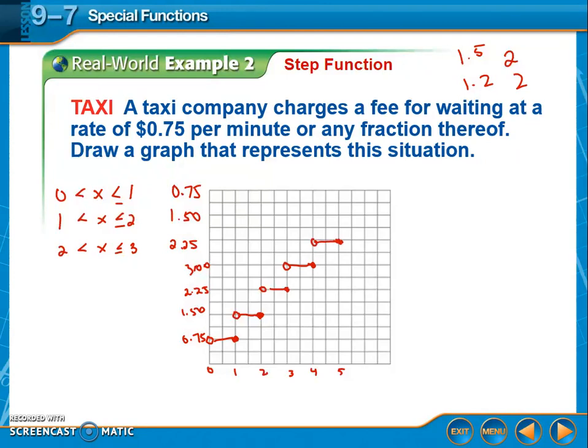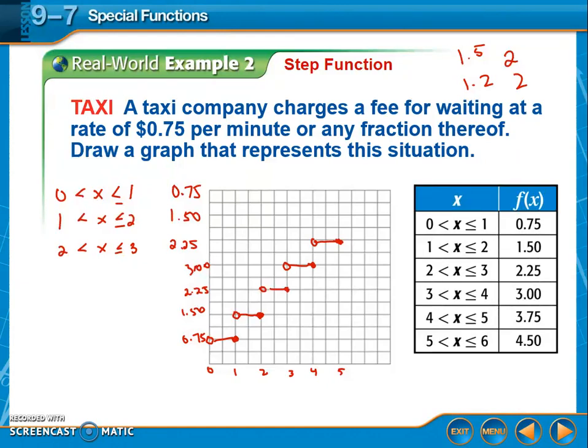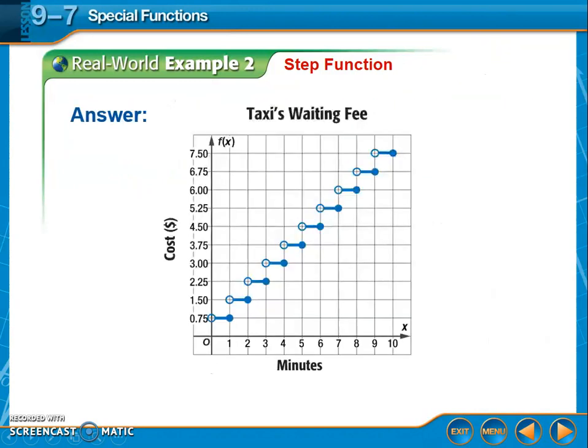Okay, does that make sense? So yeah, that's the table of values, and if you want to see a computer-generated graph, it would look something like that.